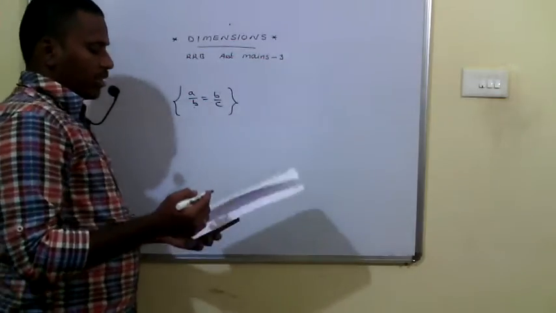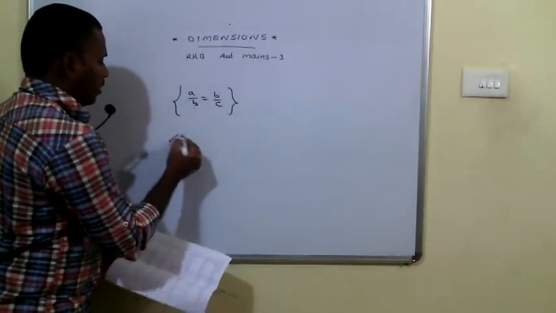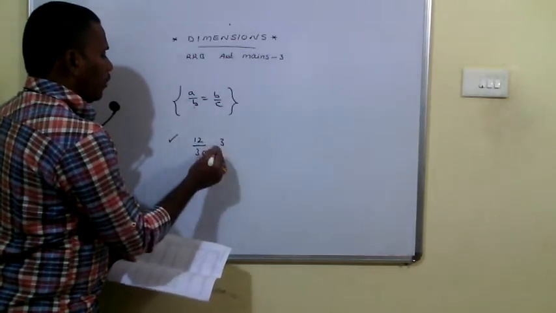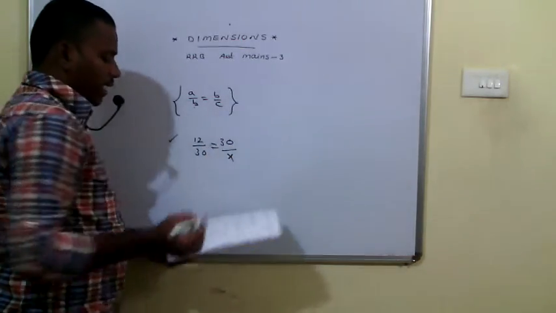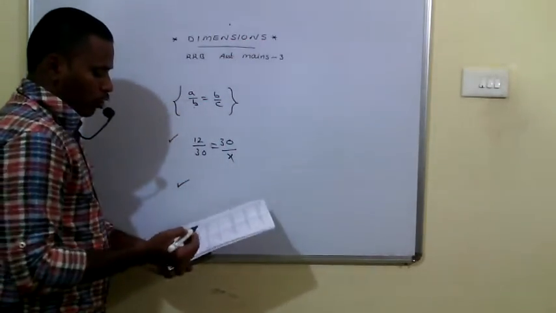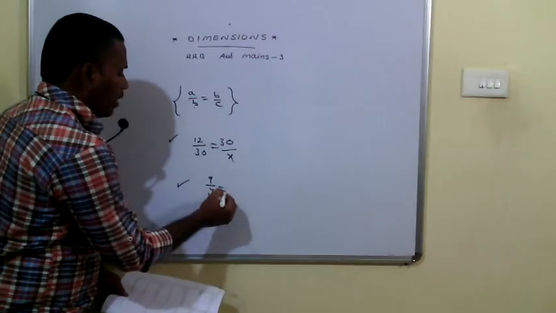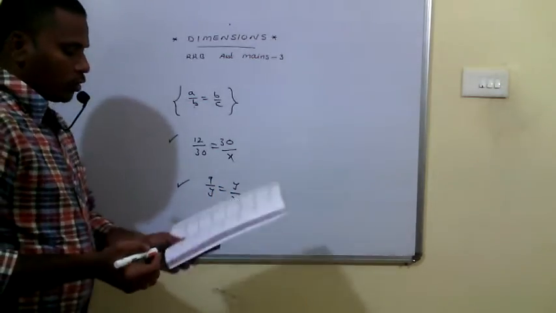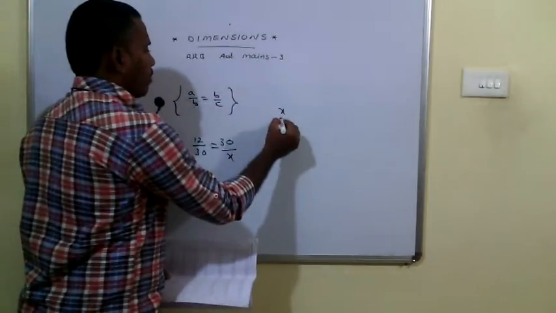For the first, they asked us to calculate the third proportional of 12 and 30. So the third proportional of 12 and 30 is nothing but 12 by 30 is equal to 30 by x, where x is the third proportional. And in the second case, the mean proportional of 9 and 25. So 9 by y is equal to y by 25, where y is the mean proportional. So we need to calculate x by y.